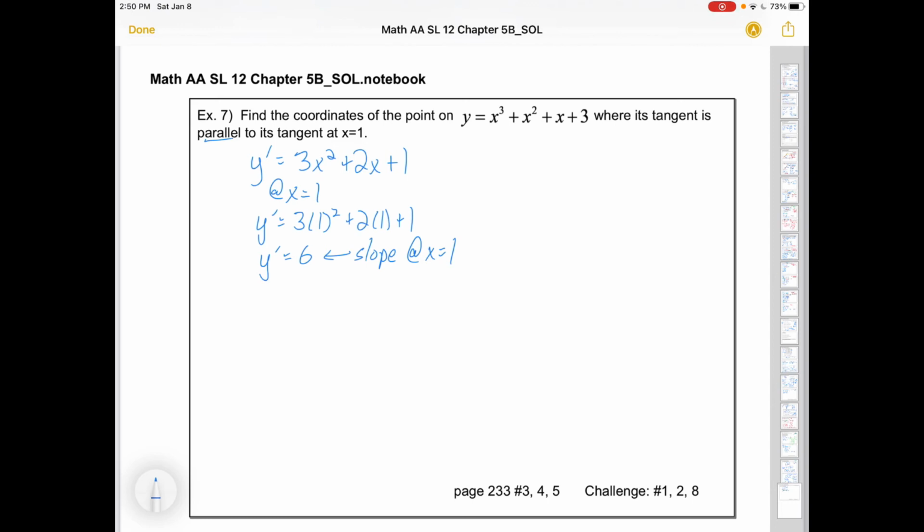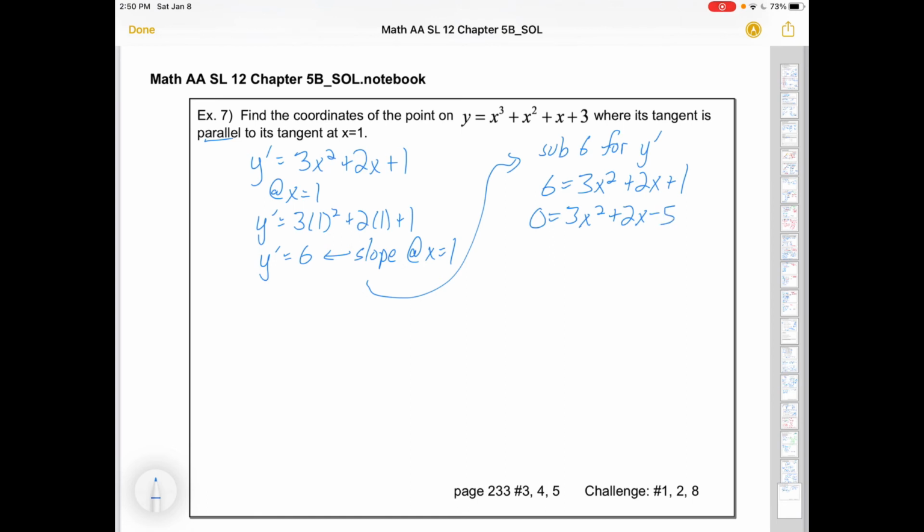And if we're parallel to the slope at x equals 1, well, that's just some other place where you have a slope of 6. So let's now sub 6 for y prime to find every place where it might have a slope of 6. And that's going to give us this little quadratic. And we kind of already know that one of the solutions for this is going to be positive 1.